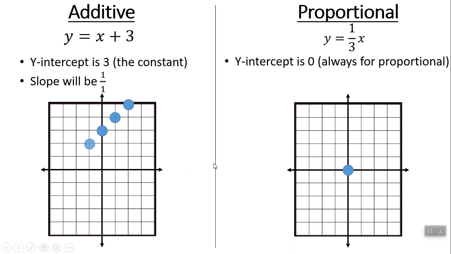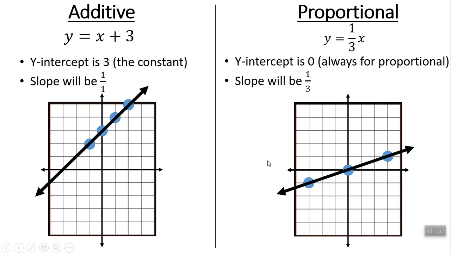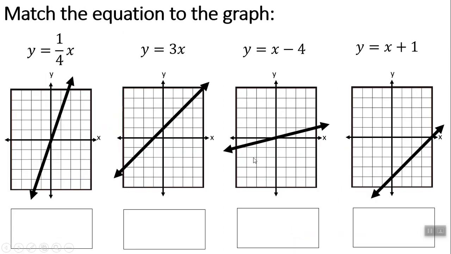You can reverse the pattern. There you go. For proportional, you've got the slope being 1/3. So from that y-intercept, you apply the slope, up 1, right 3. Or you could go left 3, down 1, just reverse the pattern. There you go. So now we are going to match equations to graphs.